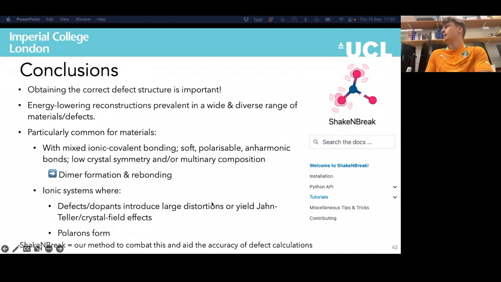So ShakeNBreak is our method to try and combat this and aid the accuracy of defect calculations, but we're also looking forward and thinking, how could it be further improved?